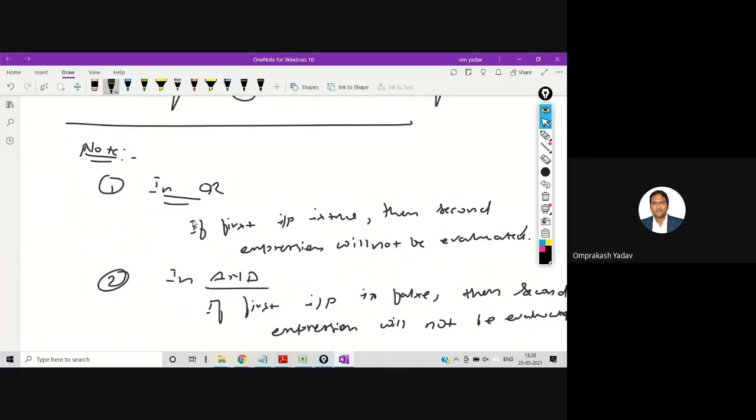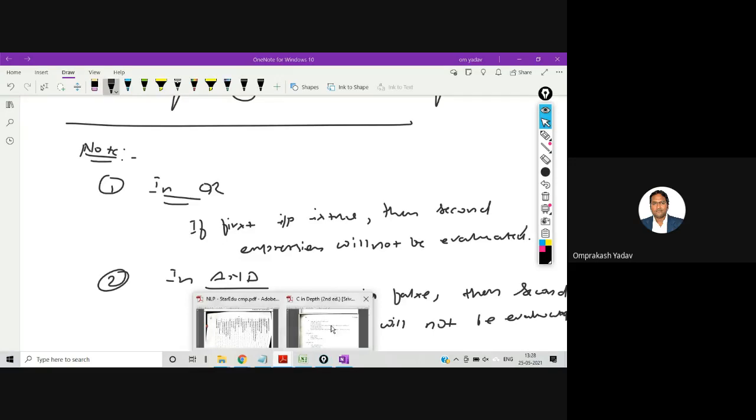So in case of OR, if the first input is true, there is no need to execute the second expression. Similarly, in case of AND, if the first expression is coming out to be false, then there is no need to execute the second expression, because we know the output. Even the compiler knows, and the compiler is optimized for fast execution, so it is not going to waste time calculating the second expression. So I hope this is clear to all of you.